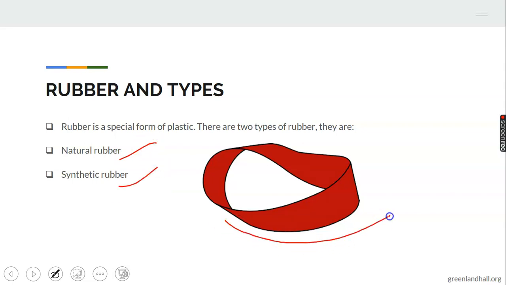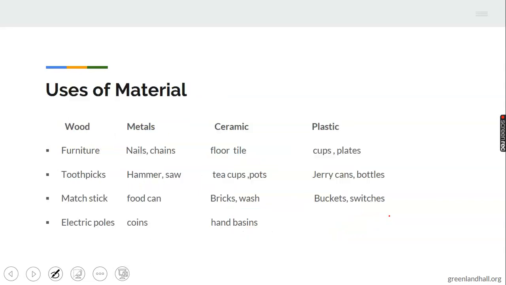Anyone can recognize this? What's it called? Yes, that's a rubber band. We call it a rubber band. Now, we have two types of rubber, natural rubber and synthetic rubber. Now, let's go to use of material. We have wood, metal, ceramic, and plastic.